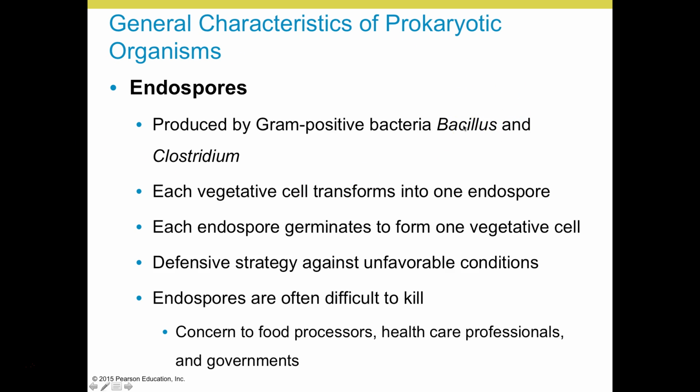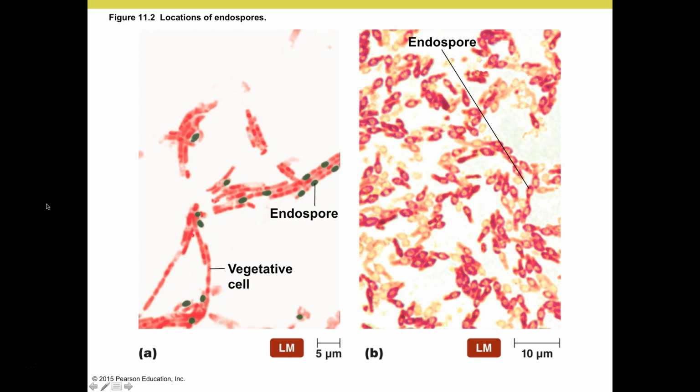Your endospores are characteristics that happen due to bad environments for the Bacillus and Clostridium, and then they generate these endospores in order to survive that bad environment, especially when they lack the actual nutrition.